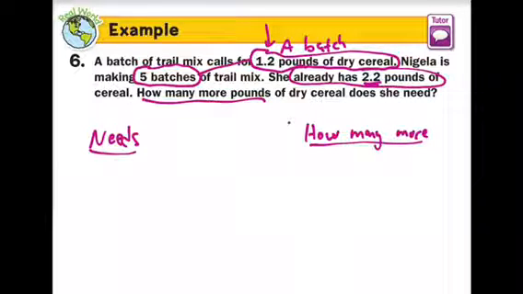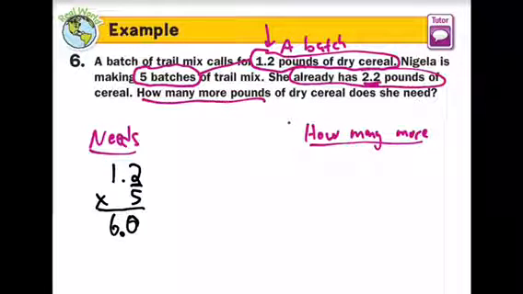So let me start here. To figure out how much she needs, we know each batch calls for 1.2 pounds of dry cereal, and she's making 5 batches. So I'm going to do 1.2 times 5. Now remember, I'm doing this one traditional because it's a quick one. I only need one. I pretend it's 12 times 5, and I know 12 times 5 is 60. Oop, that should be a 0. I'm a little sloppy there. There's 1 decimal digit, so my answer needs to have 1 decimal digit. So overall, for 5 batches, she's going to need 6 pounds of dry cereal.